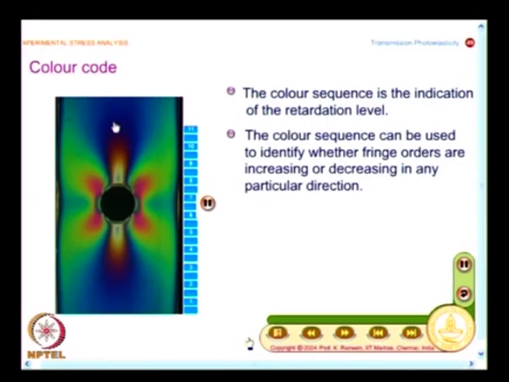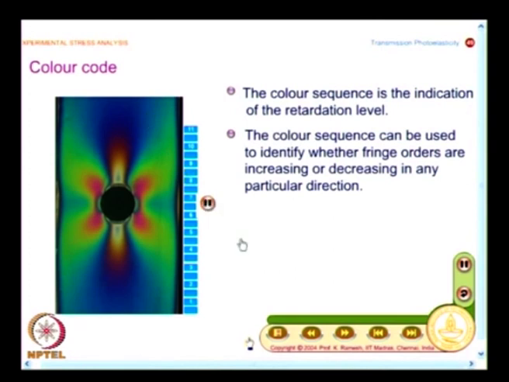and you see a rich play of colors, and the play of colors gives an indication of the gradient of the fringe variation. Here it is 0, here it is 1. So, from 0 to 1 it increases in this direction.